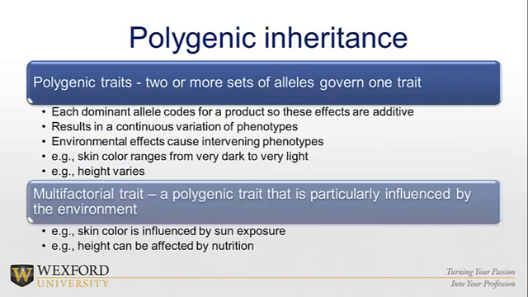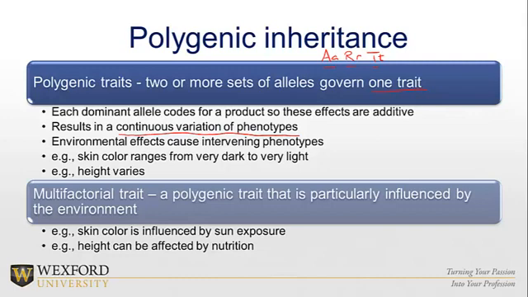Polygenic inheritance. So two or more sets of alleles govern one trait. All right, so think of it this way. We've been representing alleles by letters, right? Like big A, little a, or big R, big T, little t. So in this case, we're seeing two or more sets, multiple alleles, govern one trait. So each dominant allele, like big A, big R, big T, codes for a product, so these effects are additive, which means more of a variation of phenotypes. So it's more of a continuation.